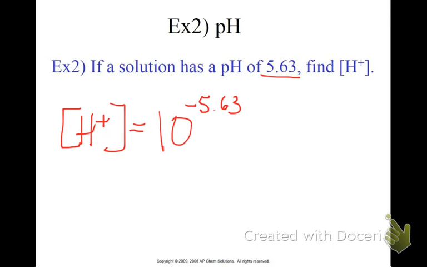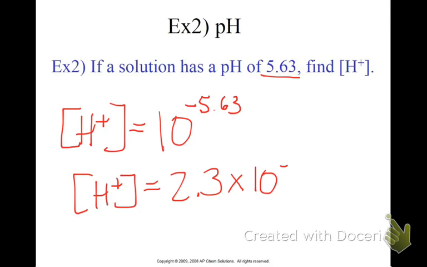So if we type this in, 10 raised to the negative 5.63, we'll find out that the concentration of H plus in this solution is going to be 2.3 times 10 to the negative 6th. And that's molarity because of those little brackets right there.